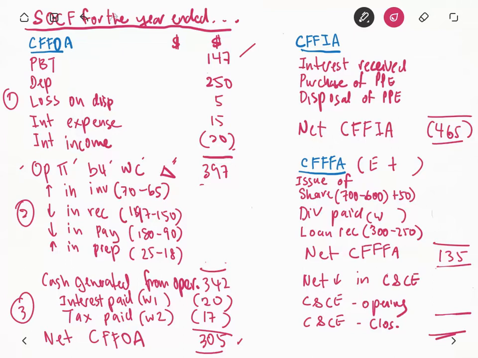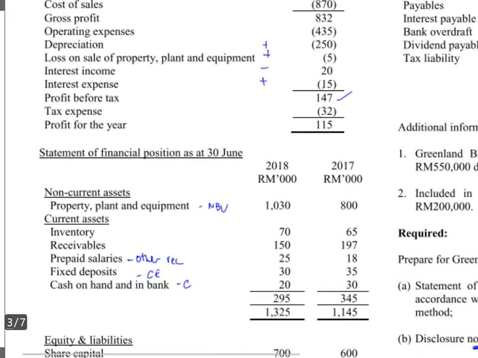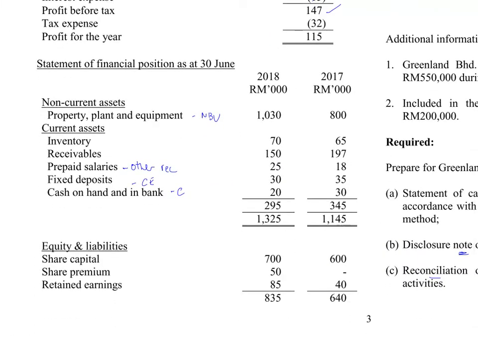Is it okay? Your changes will be inventory, receivable, payable. Let's check all the items in your SFP must be taken up. Start with inventory. Last year 65, this year 70. Tick up or down? Increase by 5. Cash flow?